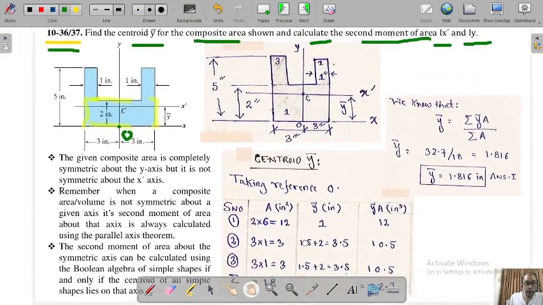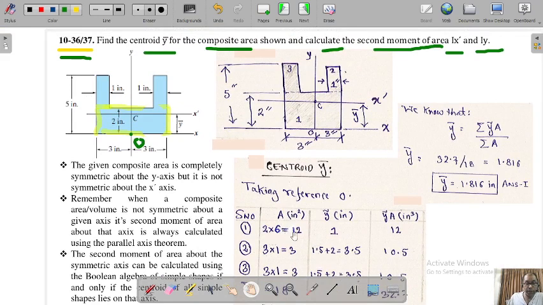Now for segment 1, the area is 3 plus 3, which is 6, by the height, which is given as 2. So the area of the rectangle is 2 into 6 equals 12 inch square. Since we are calculating y bar, we need the centroid of this rectangle on the y-axis. The total height is 2 inches, so the centroid from this point is half of 2, which is 1 inch.